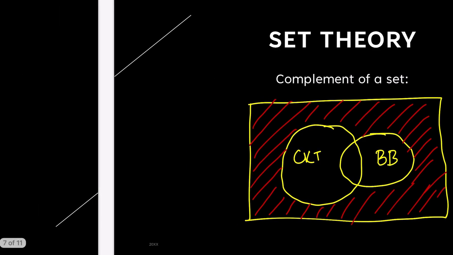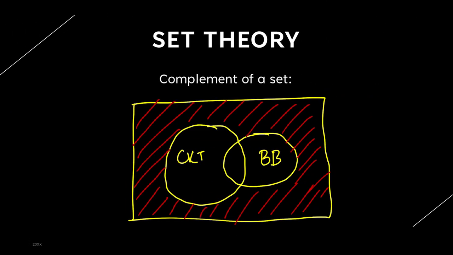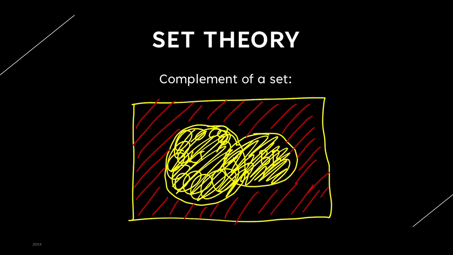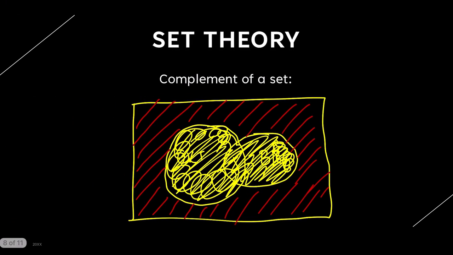Complement of a set means, let's say this is the only sport that they play in the school, cricket and basketball. Now this is the whole set, means the people who play sports. So let's take a single set. Single set means this is the area, the students who play sports. The red portion will be the complement of this set, means those who do not play any sport at all. So this is a complement of a set. I hope this is clear.